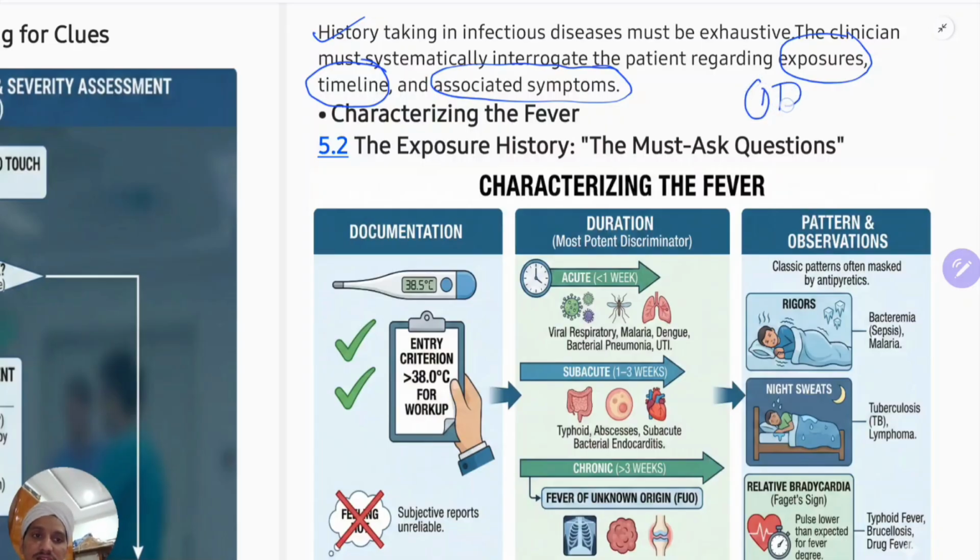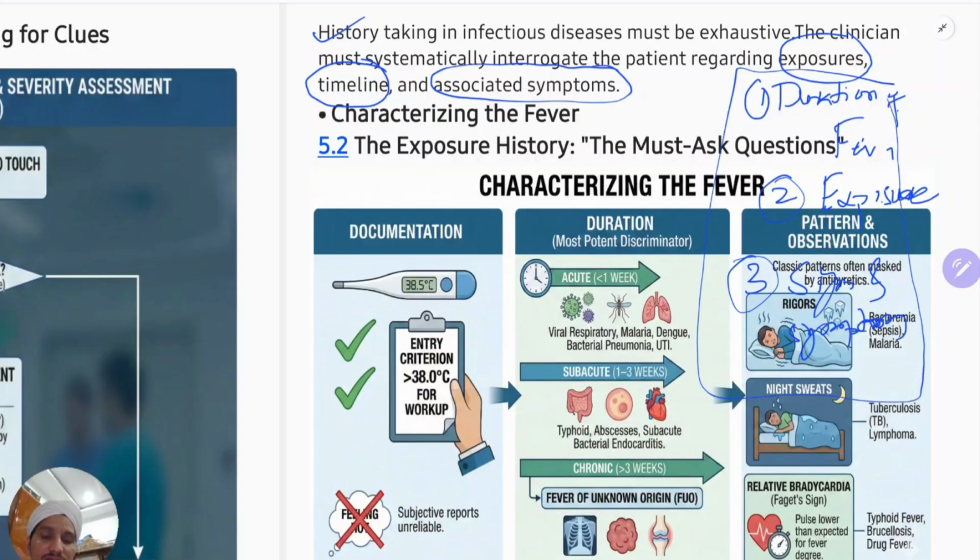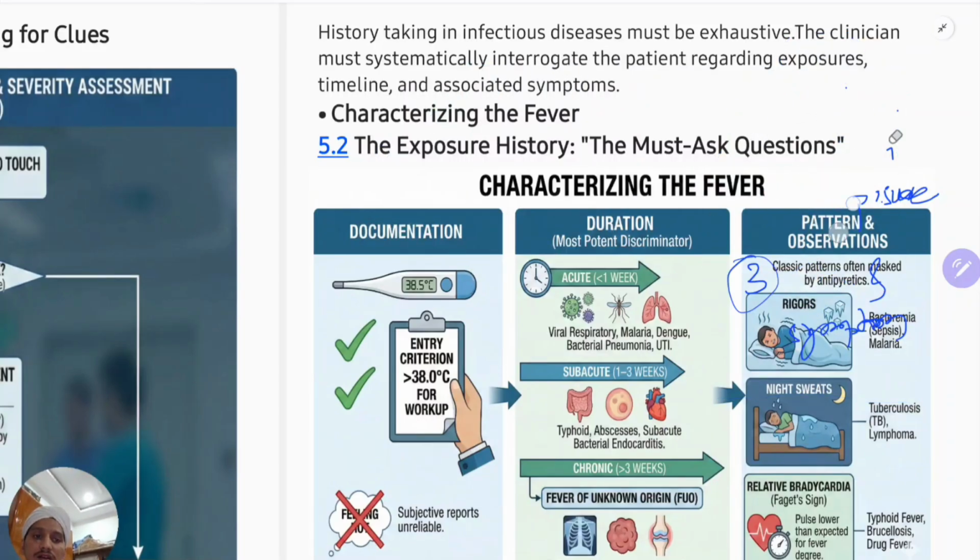Let me revise. Duration of fever is very much important, since when the fever has been lasting. Number 2 is exposure history; what exposure, we will discuss. And number 3 is symptoms and signs. These 3 are very, very important to make a provisional diagnosis: the duration of fever, exposure history, and the symptoms and signs the patient has along with fever. Now let us discuss the first thing.